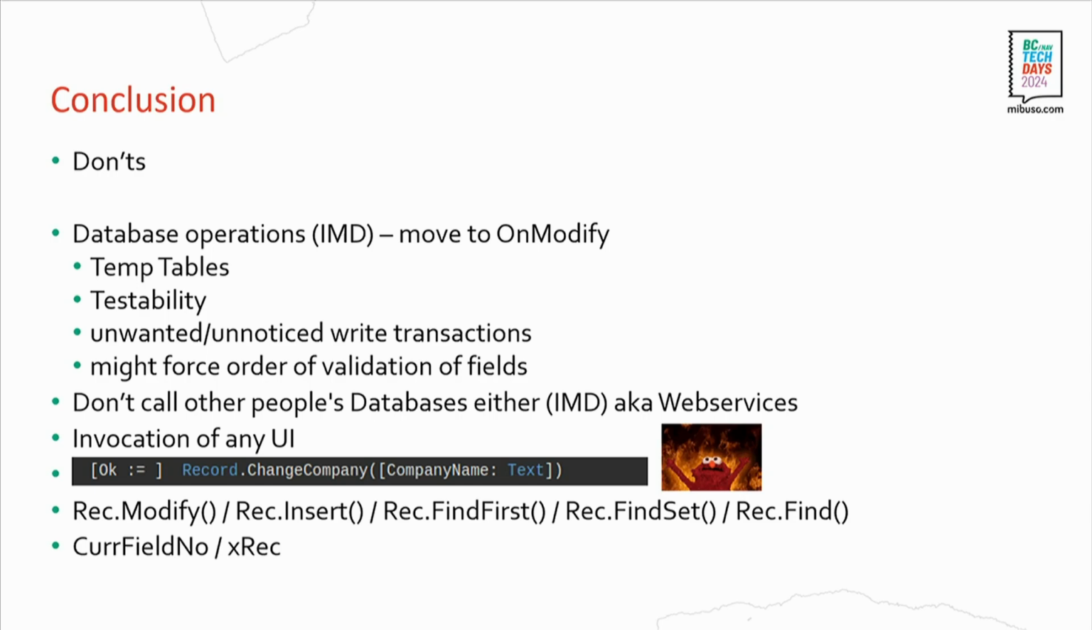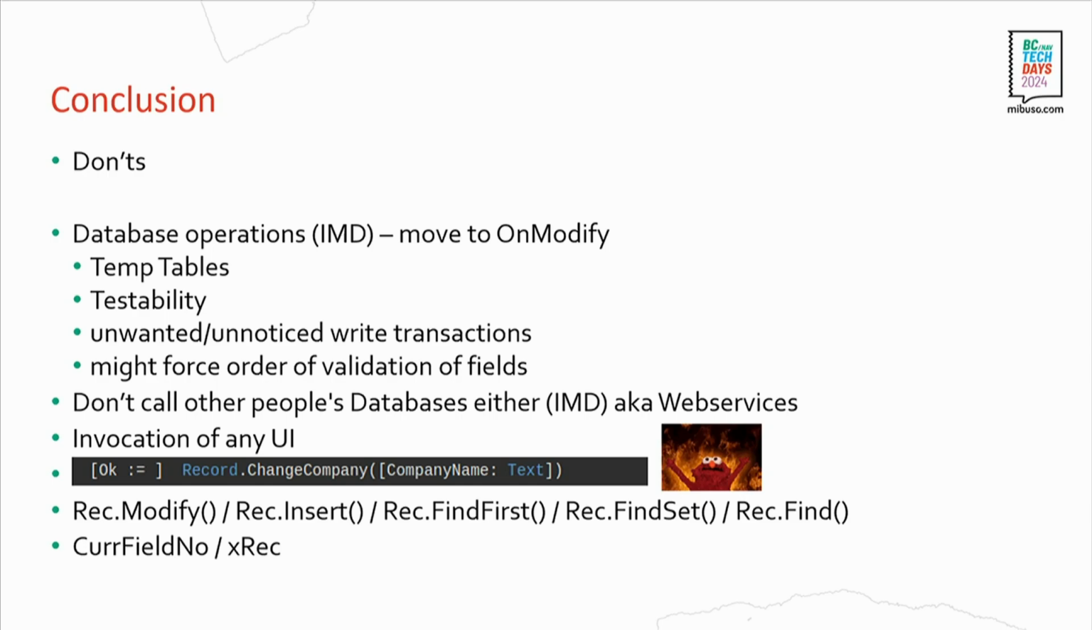And then also this might force order of validation of the fields. In an optimal or an ideal world, the validation code would be only concerned about the own field, like to validate the data that has been put into the field.